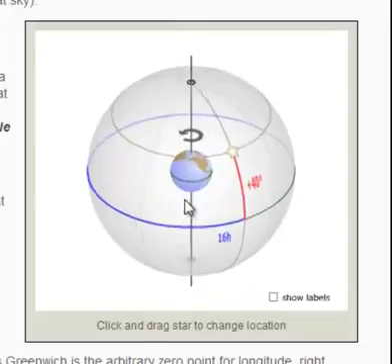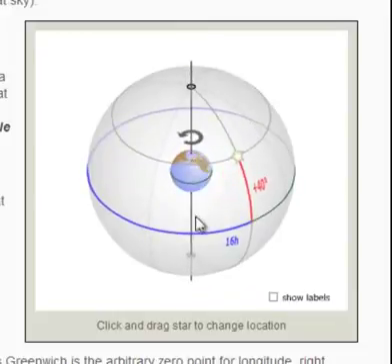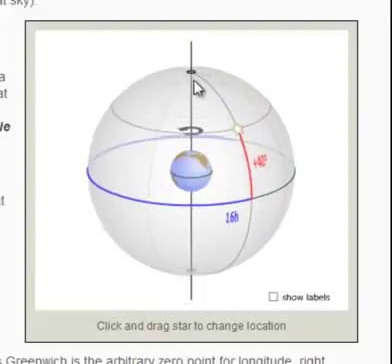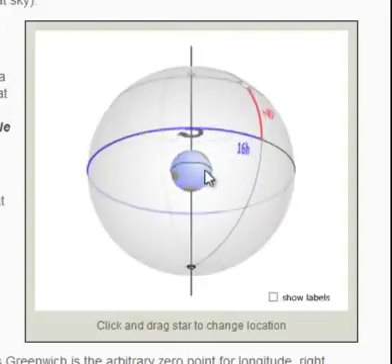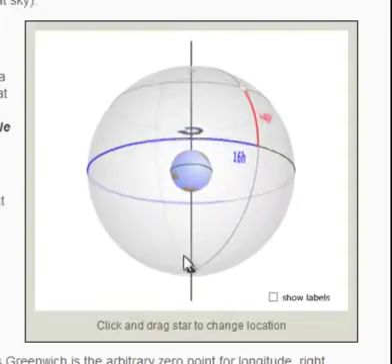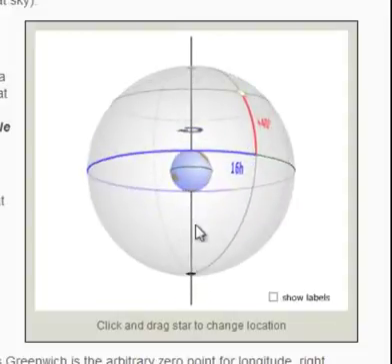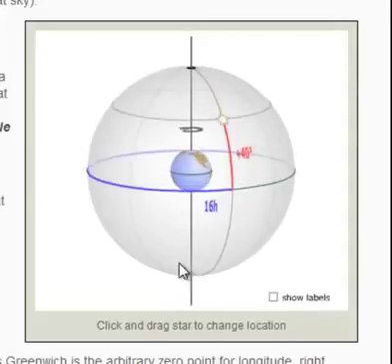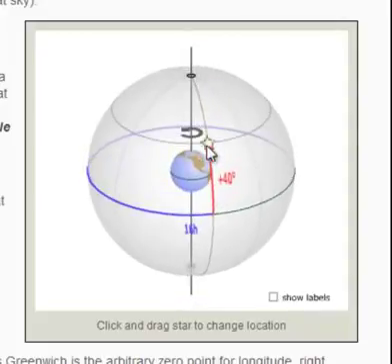And in the same way, we would say that the north and south pole of the Earth can extend out and intersect our celestial sphere. And that would make the north celestial pole and the south celestial pole. So just like we have these things on Earth, North Pole, South Pole, we have a north celestial pole and a south celestial pole. All right, so now we can kind of see how this is measured.